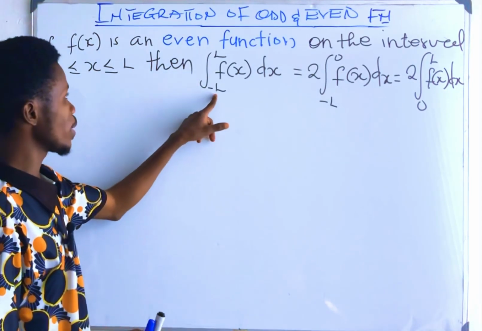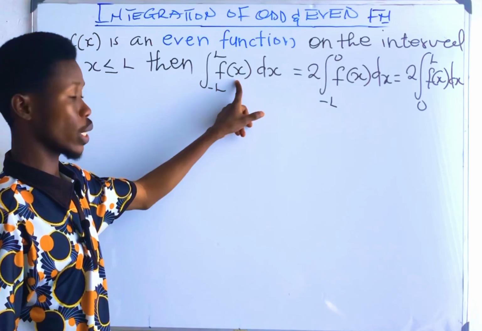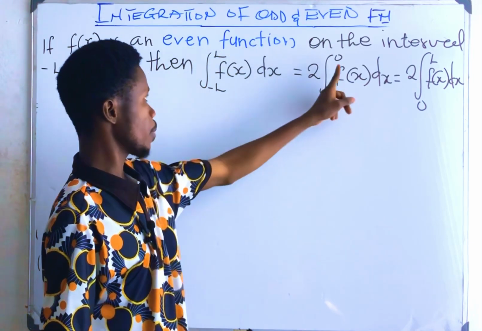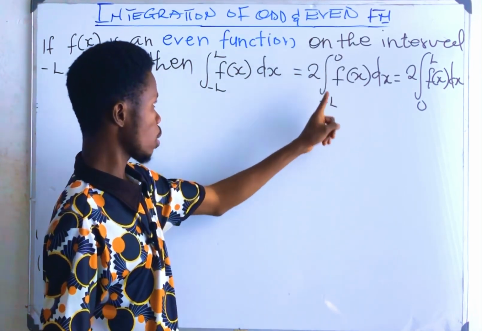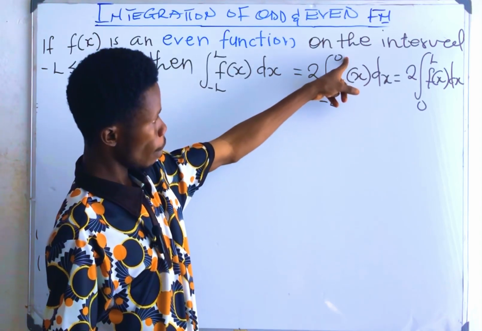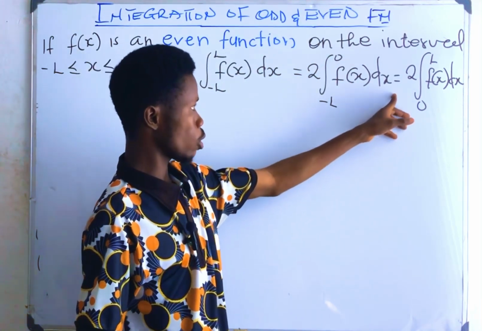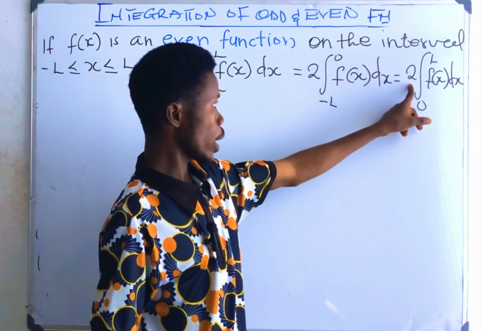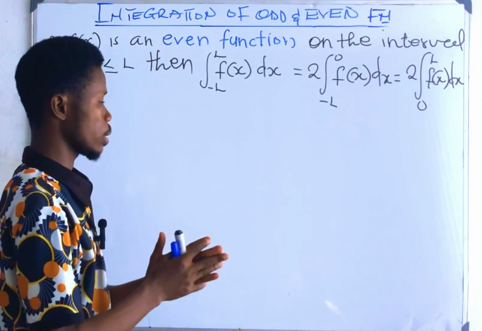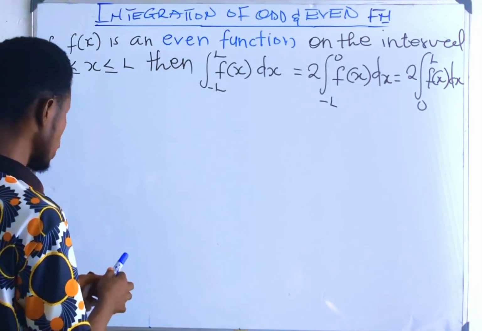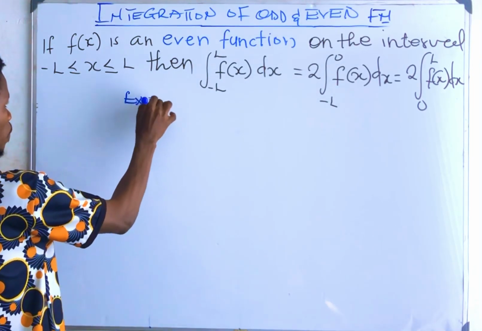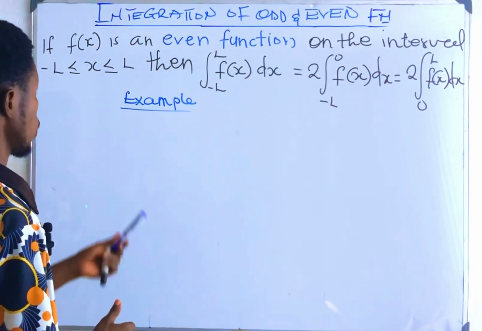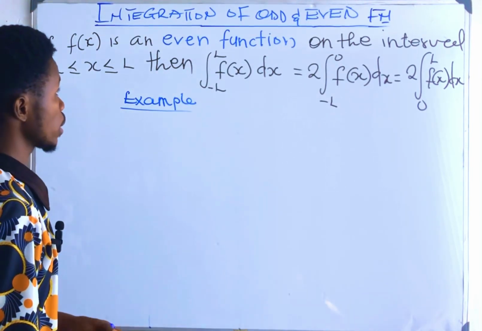Then the integral from negative L to L of f(x) dx will be the same as twice the integral from negative L to 0 of f(x) dx, which will also be the same as twice the integral from 0 to L of f(x) dx. So what they are saying, we can take an example and check whether this theory is true.